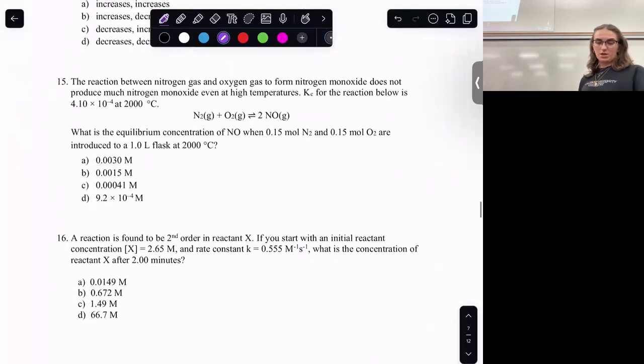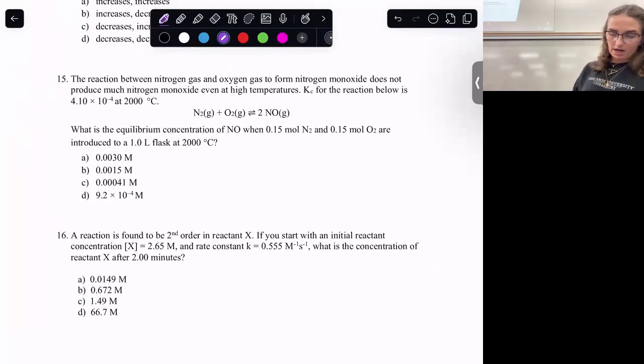15. So we have the reaction between nitrogen gas and oxygen gas to form nitrogen monoxide, which does not produce much nitrogen monoxide even at high temperatures. Kc for the reaction below is 4.10 times 10 to the negative fourth at 2000 degrees Celsius. What is the equilibrium concentration of NO when 0.5 moles of N2 and 0.5 moles of O2 are introduced to a 1 liter flask at 2000? Okay, so how are we going to solve this? We need to do our ICE table.